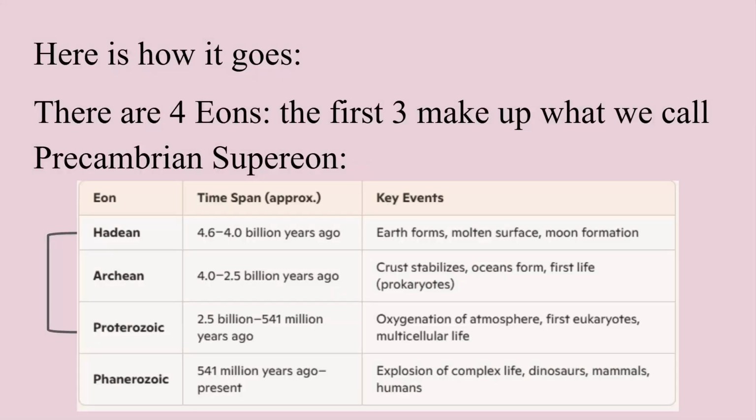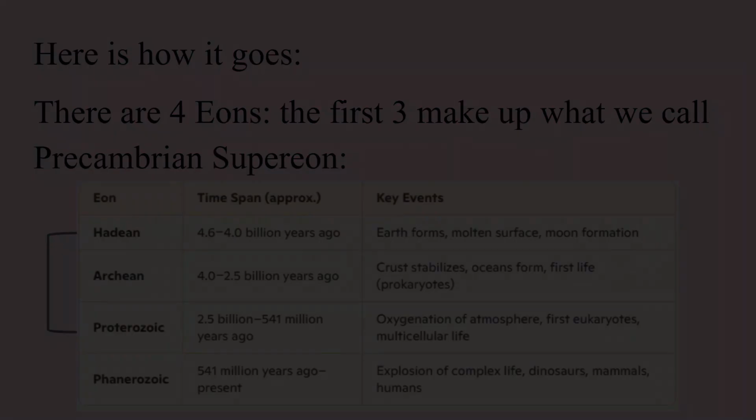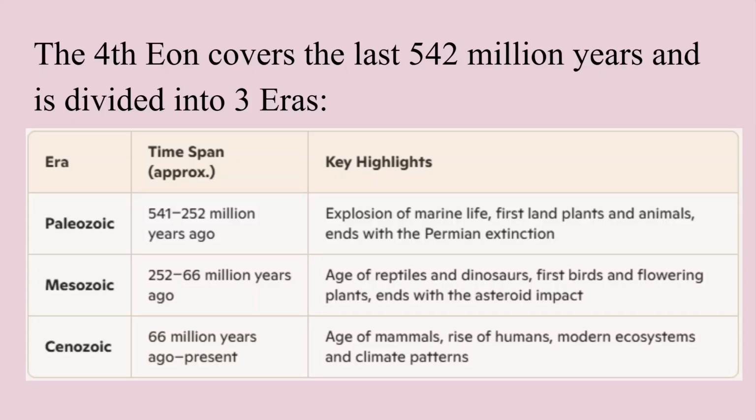All right, so here's how it goes. Basically, I think today what we have is 4 eons. Think of these like the 4 seasons, I guess. 4 eons, 3 of which make up what we call the Precambrian supereon, because Cambrian is in the Phanerozoic. And then the 4th eon covers the last 542 million years and is divided into 3 eras. So you have four eons. The first 3 eons are that Precambrian time.